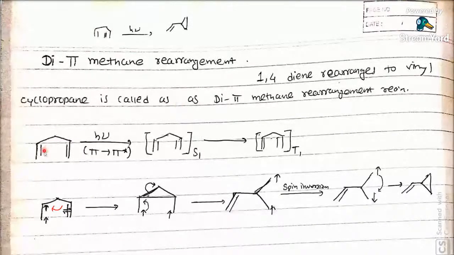Now this is your 1,4-diene. On the absorption of some amount of radiation, as the double bonds are there, the pi bonds are there.